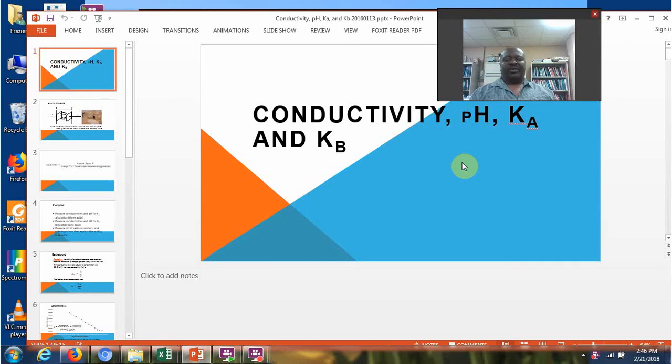Today, what's our goal? Ka and Kb. A for acid, weak acid ionization, and weak base hydrolysis. What are the constants and how do you find them? We're going to do it two ways, by measuring the pH and the conductivity.